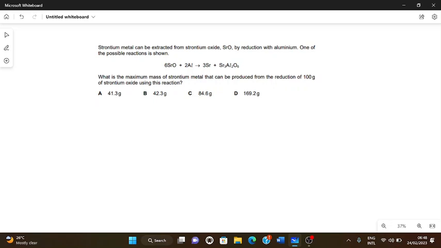Then you now focus on what you are asked to calculate. They say what is the maximum mass of strontium metal that can be produced from the reduction of 100 grams of strontium oxide using this reaction. So what we're going to do here is focus on the reactant and the product we have to calculate. So from this, you discover that we'll focus on strontium oxide and strontium metal, so that we will not be distracted by the other reactant and other product.